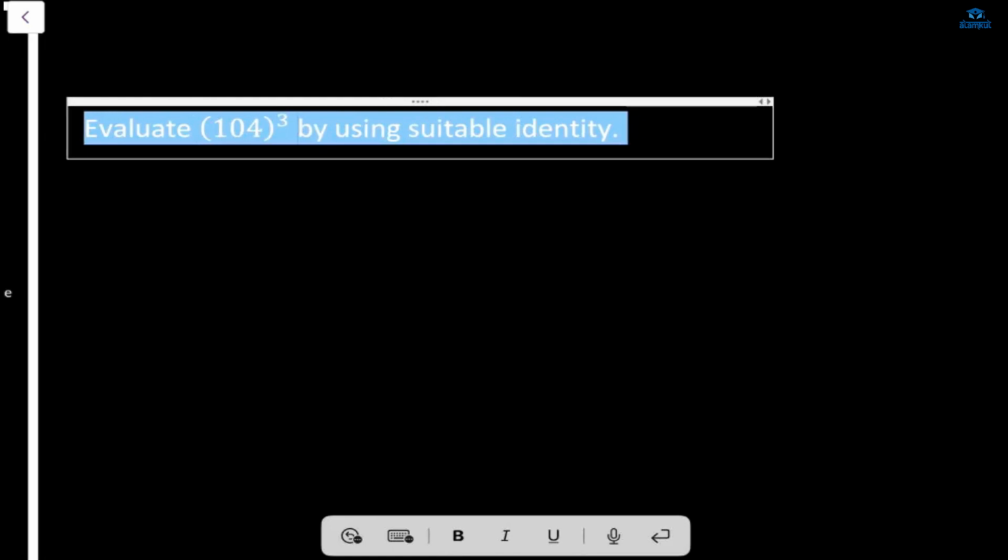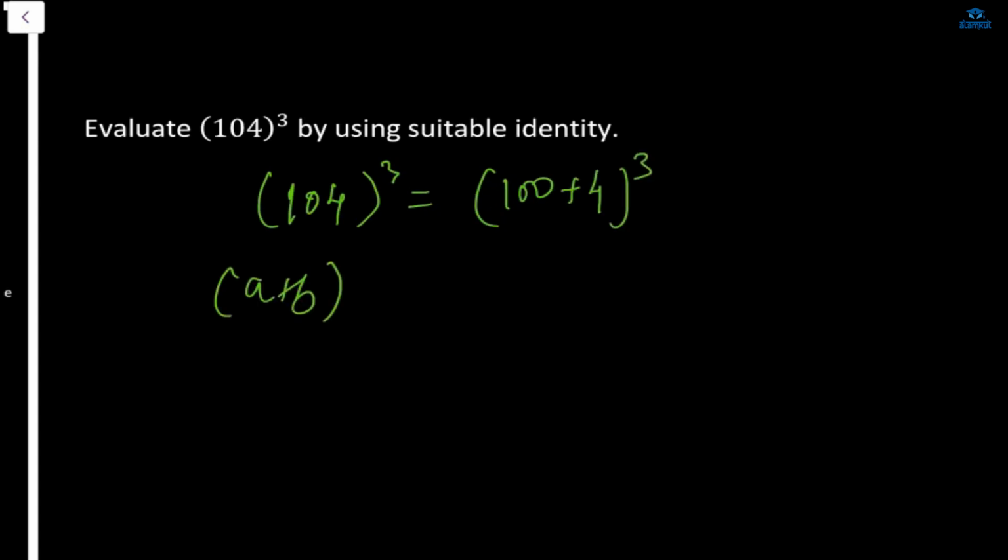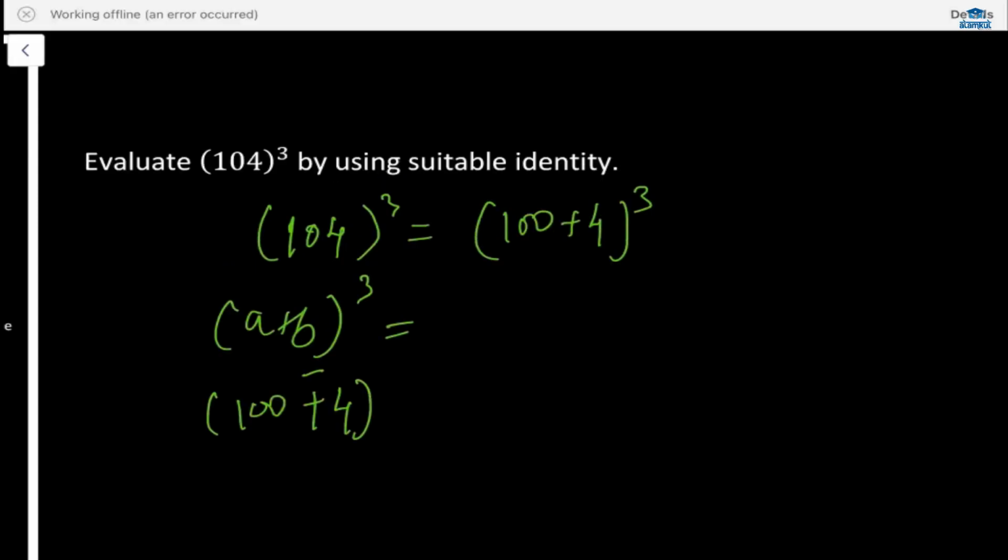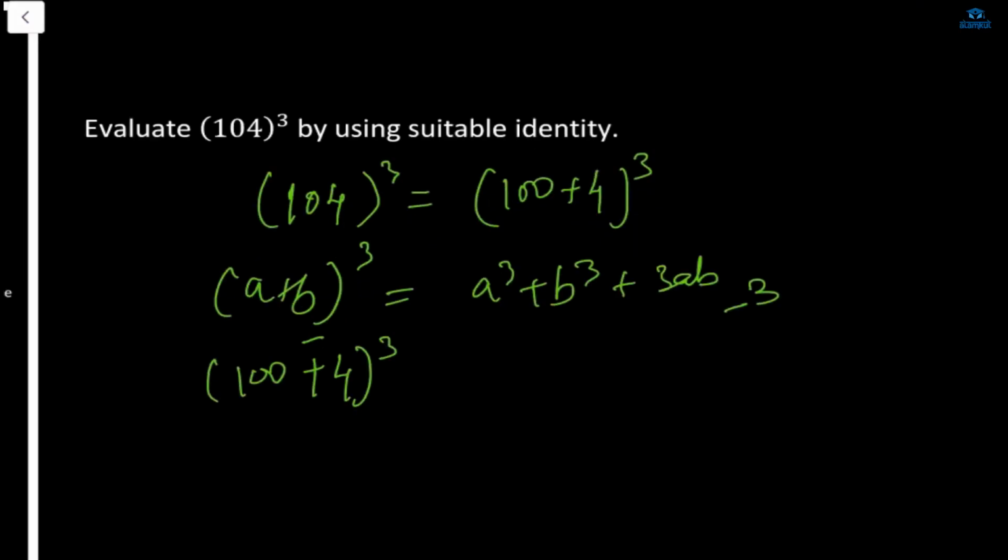Okay. So let's evaluate 104 cubed by using a suitable identity. Which identity will you be using? I think we have already discussed. 104 can be written as what? 100 plus 4. So we already know the (a plus b) whole cube formula. It is a cube plus b cube. Expand and tell me. Can you directly write it? No, it is more.